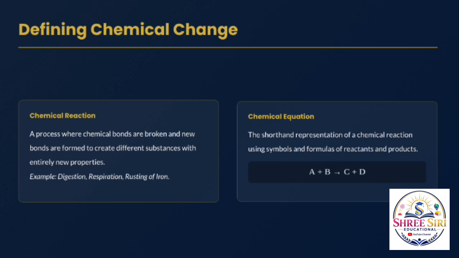Then what is meant by chemical equation? A chemical equation is the standard representation of a chemical reaction using symbols and formulas of reactants and products. Here A plus B is the reactant and C plus D is the product. And always the reactants are represented on the left hand side and the products are represented on the right hand side.